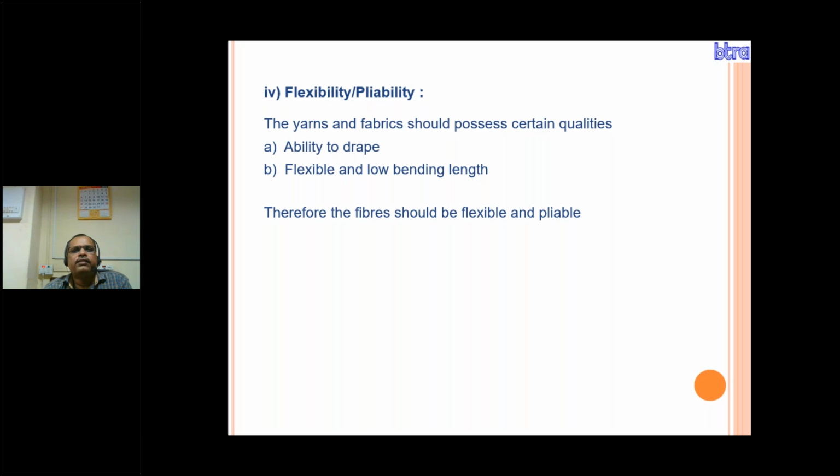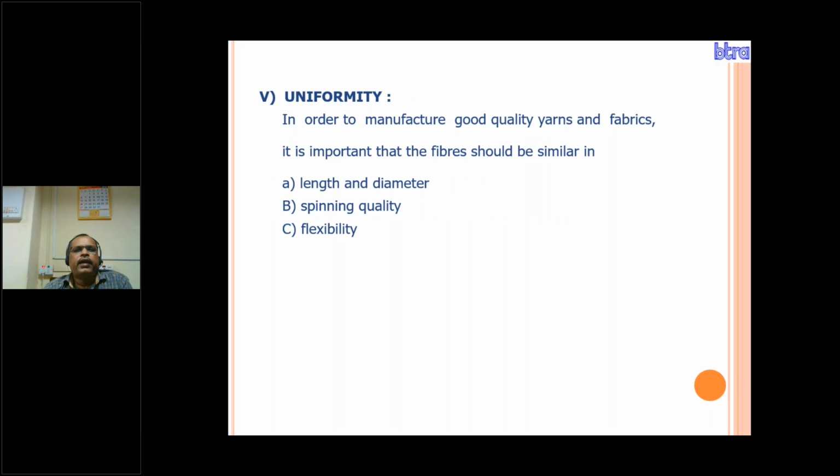Flexibility and pliability. The yarns and fabrics should possess certain qualities: ability to drape, flexibility, and low bending length. Low bending length means that in a short length it should bend due to its own weight. And ability to drape means hanging property, sagging property. If we hold a paper at a certain point, and if we hold a fabric, you will find that the fabric is sagging more than the paper. That is the drapeability of the fabric. If a nylon fabric and a cotton fabric are there, the drapeability of both fabrics will be different. Where the drapeability is more, the flexibility of the fabric is more. Therefore, the fibers should be flexible and pliable for making yarn and fabric out of them.